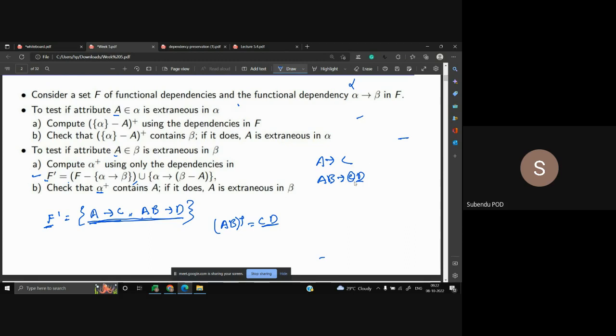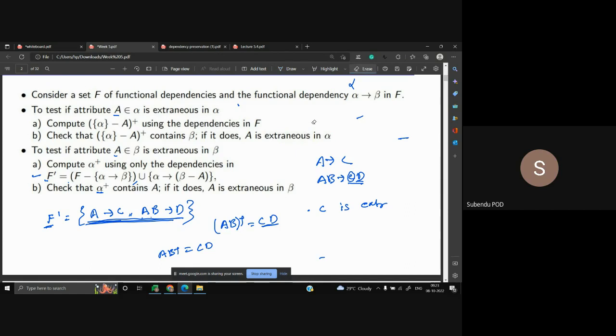Sorry, first you have to find whether C is extraneous or not. So A determines C, and F dash will be, don't write C here, so AB determines D. Then you have to find the AB closure with the help of this functional dependency. If you get the beta part CD, we can say the AB closure will give CD, then we can say that C is an extraneous attribute. How to find F dash, this is clear, right?